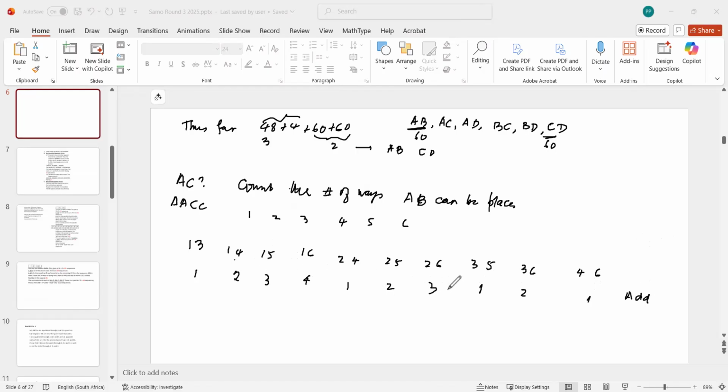10, 16, 20. So there are 20 ways in which two A's and two C's occur. Right. So there are 20 in this case here. Likewise, there'll be 20 here, there'll be 20 here, and there'll be 20 here. They all will count the same way.